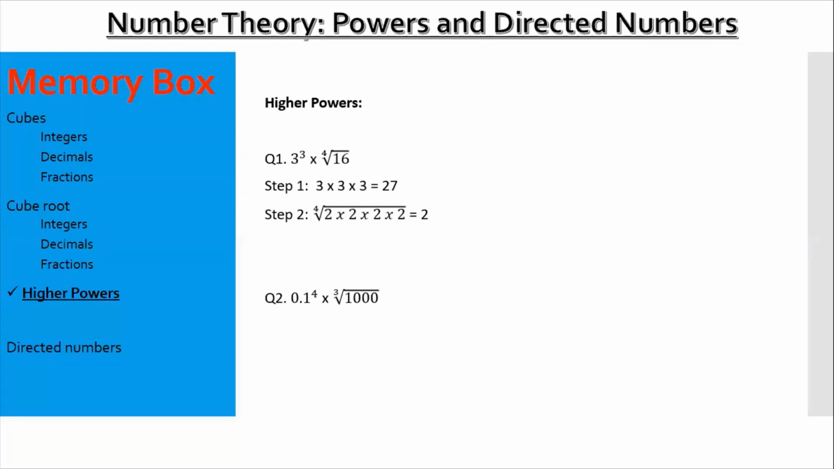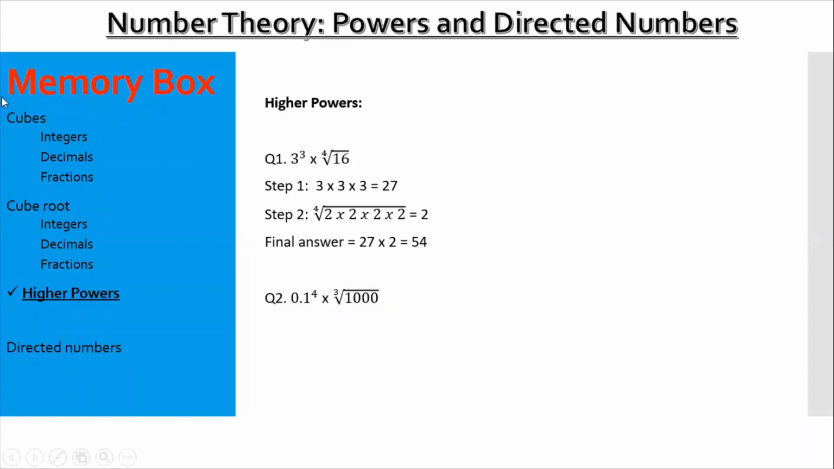So every 4 2's, or every 4 of a number inside the root, will be considered as 1. So the answer comes out as 2. And the sign involved between the two is multiplication. So my final answer will simply be given as 27 into 2, which is 54.